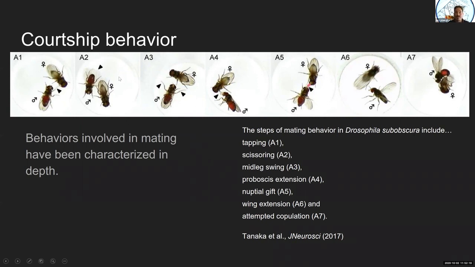So all of these steps, there are now mutants that allow you to target the different steps in these. And you can imagine the cascade of neural circuits that needs to be activated in order to do each one of these behaviors. Proboscis extension is a whole neural circuit just for the extension and control of that proboscis. And so figuring out how you cascade from one to another is just amazing.